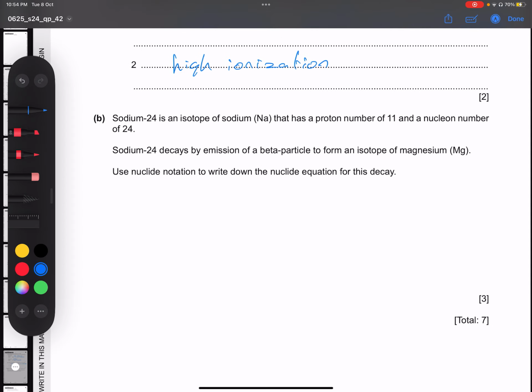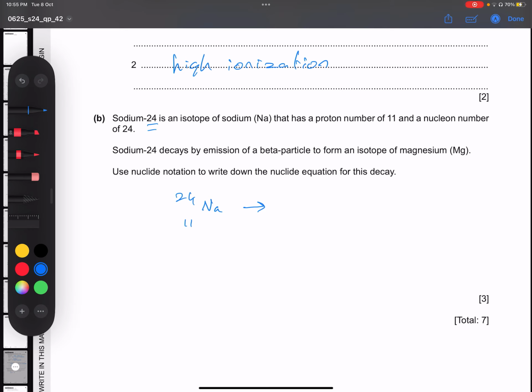Okay. Sodium-24 is an isotope of sodium that has a proton number of 11 and a nucleon number of 24. Sodium-24 decays by emission of a beta particle to form an isotope of magnesium. Use nuclide notation to write down the nuclide equation for this decay. First we write the actual sodium isotope, which is 24Na11. 24 is the nucleon number, and sodium has a proton number of 11.